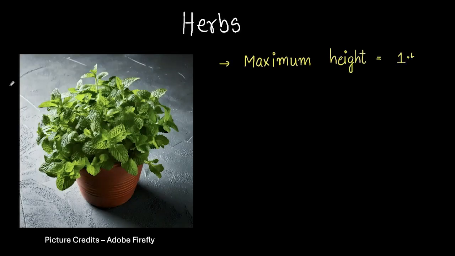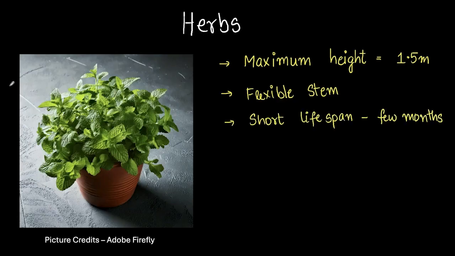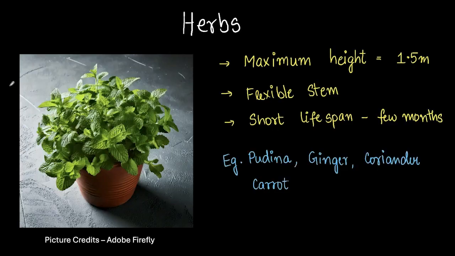Herbs are the smallest of the lot. They have a maximum height of 1.5 meters. They have flexible, softer stems. They don't have woody stems. They have a short lifespan, usually a few months, at the max a year or two. Examples are pudina, ginger, coriander, carrot. All of those are herbs.